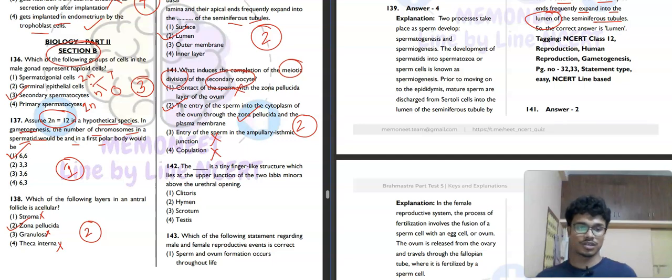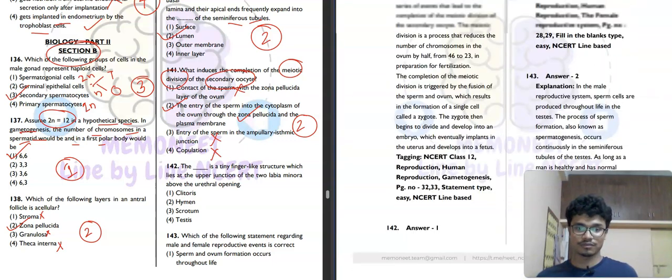Moving towards the next question, question number 142. The dash is a tiny finger-like structure which lies at the upper junction of the two labia minora above the urethral opening. So this is a finger-like projection, and this is called the clitoris. The first option will be your correct answer for this question. Don't confuse this with the hymen or any other structure. When it says finger-like structure, it must be the clitoris.